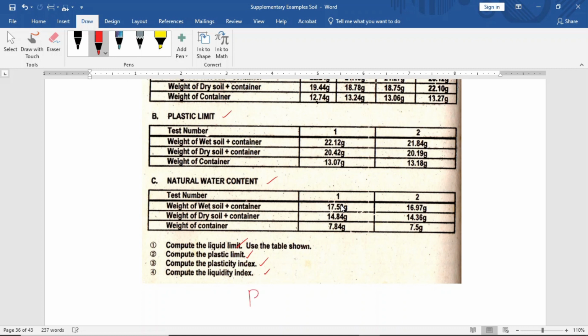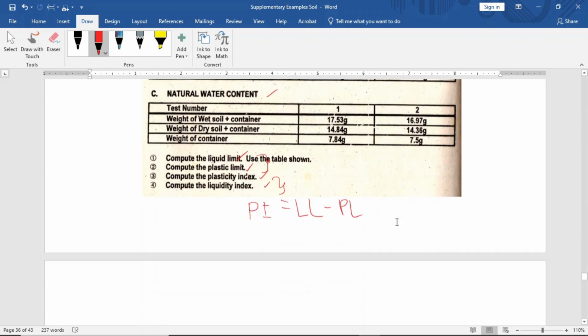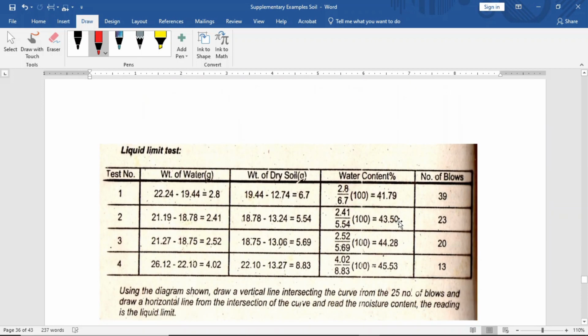So, PI, plasticity index equals to LL minus PL. Hindi natin masasolve itong dalawa hanggat di natin nasasolve yung 1 at 2. So, solve natin yung liquid limit. Katulad lang kanina, kung paano natin solve yung sa number 16, yun para sa number 17 natin. Kaso, magkaiba lang yung given natin.